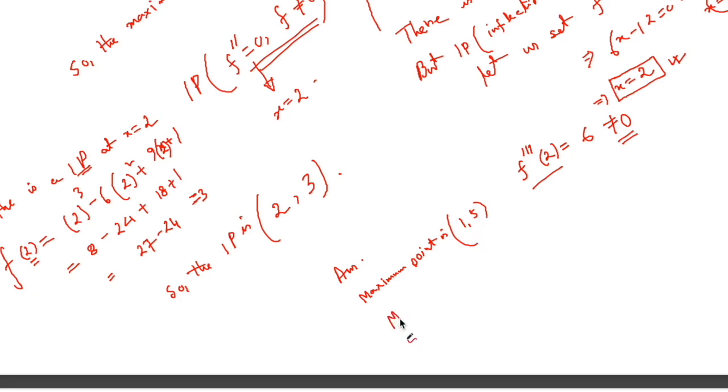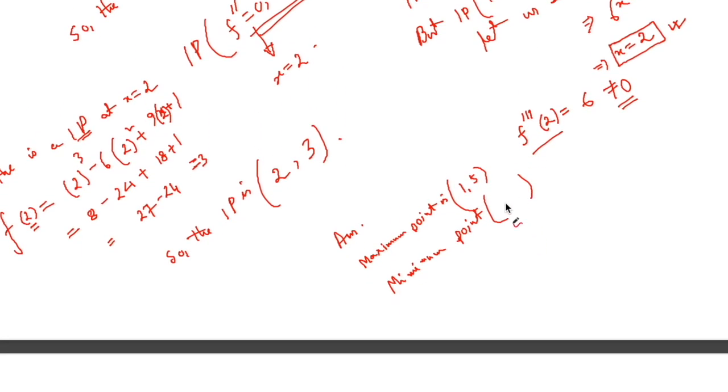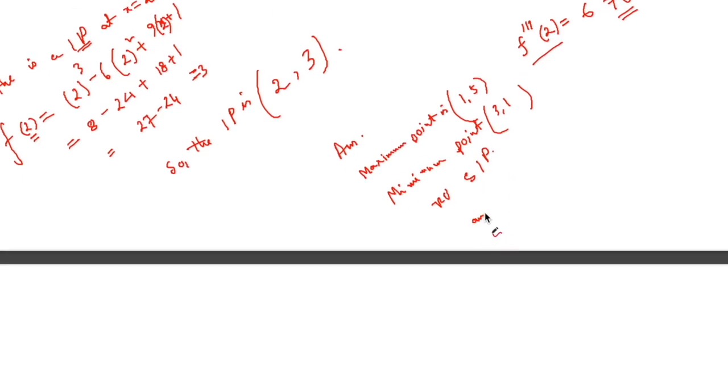Minimum point is 31. No SIP, no stationary inflection point, and IP, inflection point, is (2, 3). So this is the result of this problem. Do you have any question?